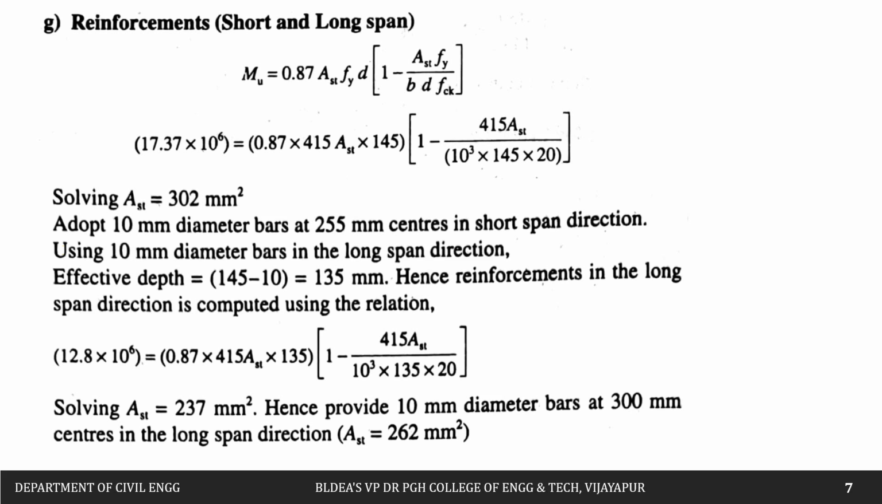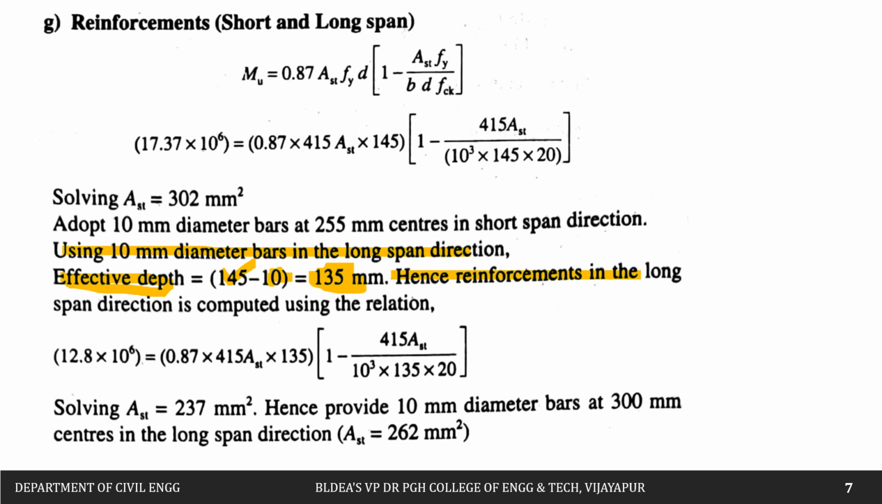Then next, if you are going to use 10 mm dia bars along the long span, the effective depth will be equal to 145, which is the effective depth, minus 10 mm dia. So therefore 135 mm will be the effective depth in the long span.